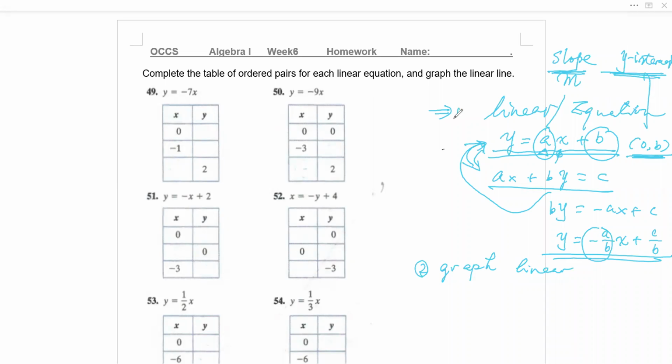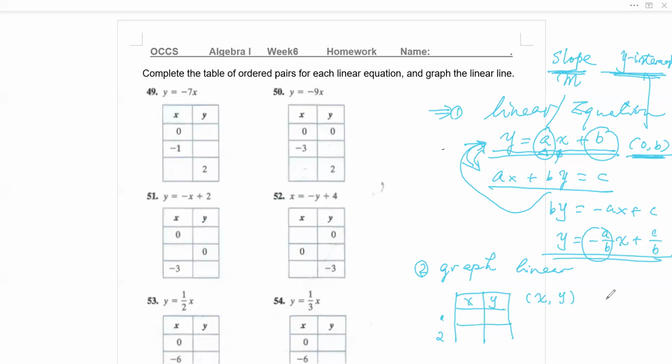Second step: how do we graph a linear equation? We use tables. We use x and y to find the x, y pairs. You can define x by yourself. You can give any numbers, and y will be determined, right? So this is the graphing. Before graphing, find the pairs. At least you need to find 2 pairs.